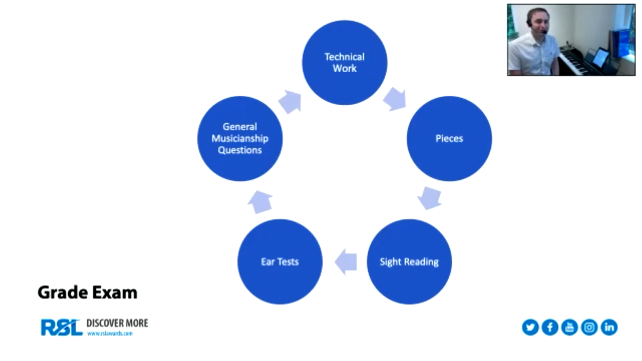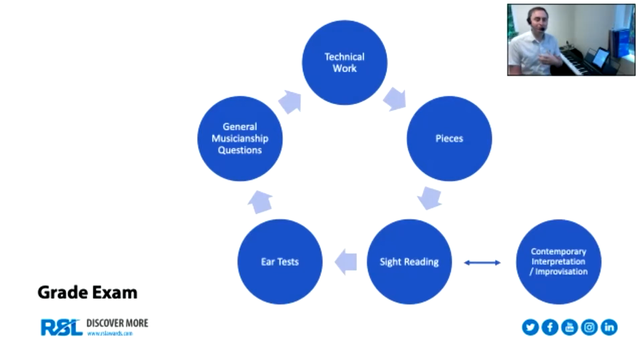It's also worth pointing out that there is actually an additional component, a 6th and optional component, and it's really important to stress this is optional. If you have students that love grade exams, but for whatever reason they don't want to present sight reading for their examination, as an alternative, they can do what we call the contemporary interpretation or improvisation exercise. So this is an alternative to sight reading. It's optional, and I can show you how that works today. So that's the first pathway of an RSL classical piano exam.